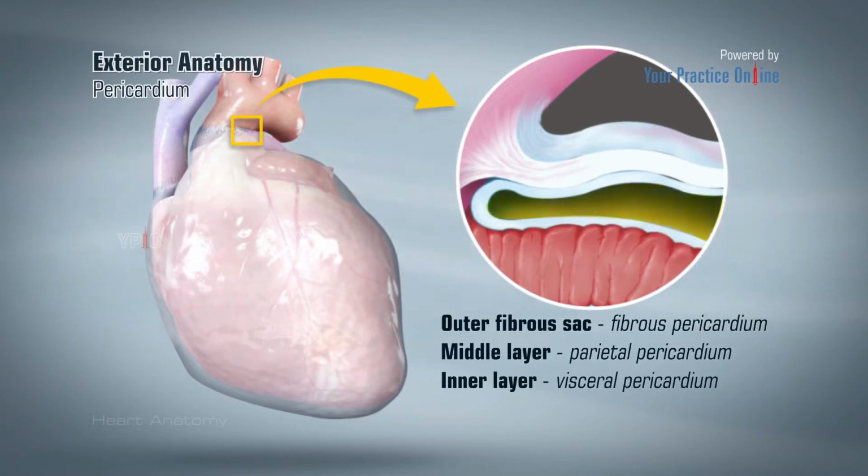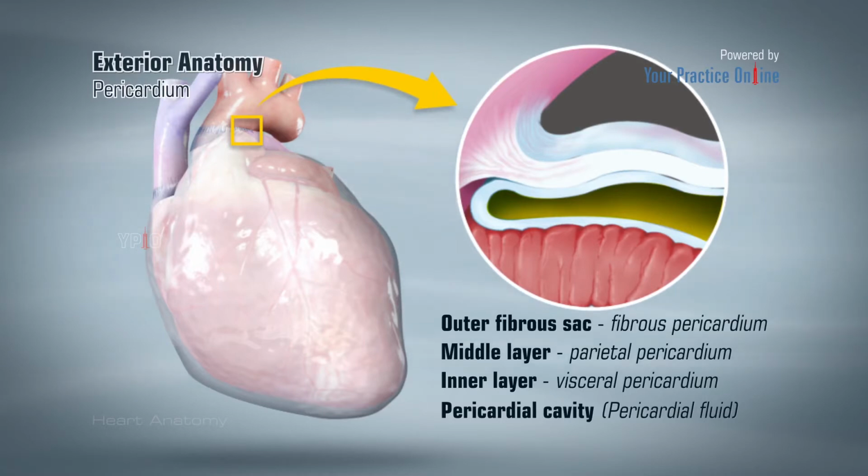The space between the parietal and visceral layer is called the pericardial cavity and is filled with pericardial fluid. The pericardial fluid acts as a lubricant to allow normal heart movements within the chest, and also acts as a shock absorber to protect the heart from trauma.